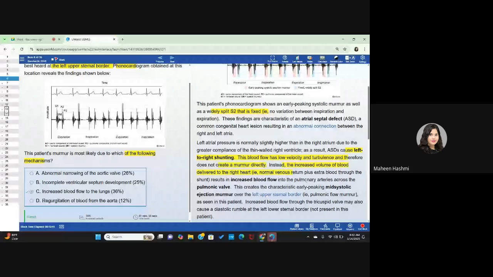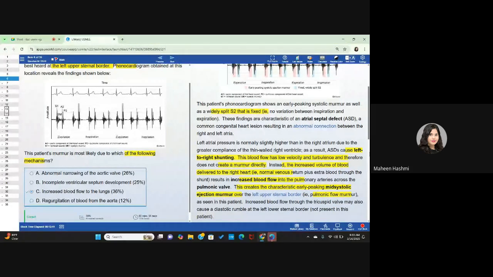Now, the increased volume of blood delivered to the right heart, that is the normal venous return plus the extra blood through the shunt, causes an increased blood flow. Because of the shunting, there's extra blood going into that particular area of the heart, and that is why it creates an early peaking mid-systolic ejection murmur, or a pulmonic flow murmur as well. I tell you that it can be a pulmonic flow murmur as well.